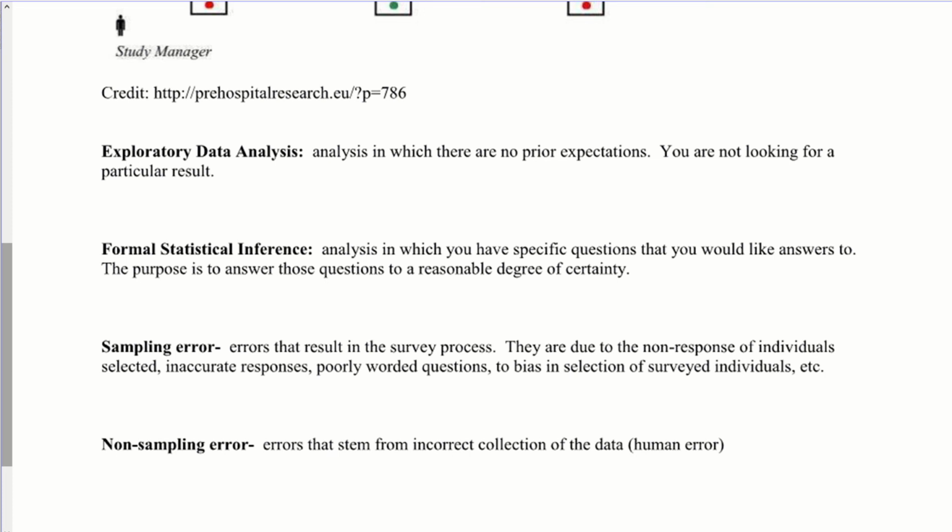And so that one question that says, what is your hypothesis? You might say, I have no hypothesis because this is an exploratory data analysis. I'm going into this completely blind. I don't know what to expect. Formal statistical inference, you have specific questions you'd like to have answers to, and you're going to prove or disprove those things. In that case, you should have a hypothesis, right? So no hypothesis necessary, hypothesis absolutely necessary, all right?